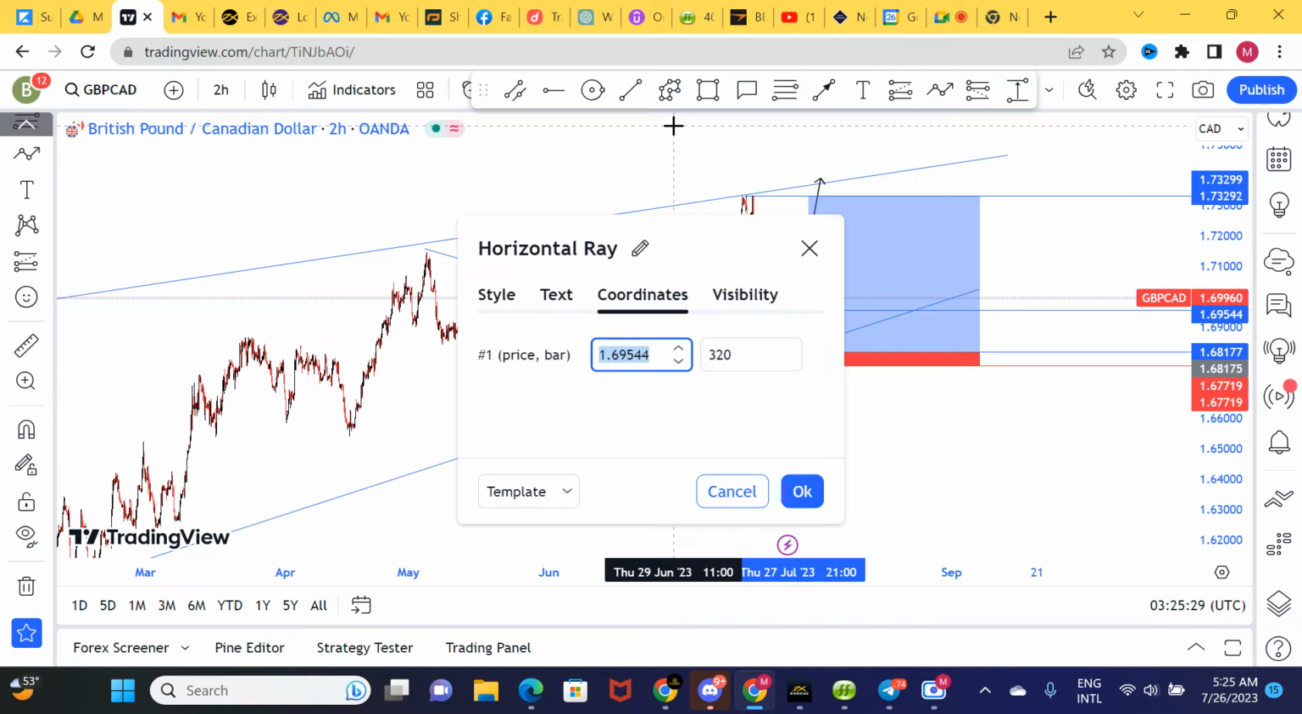And then our first take profit is going to be 3 times what we'll be risking. So like I said, every time our first TP is going to be 3 times that which we are risking. So our first take profit is going to be at 1.69544, and then our last take profit is going to be at this line, 1.73299, right?